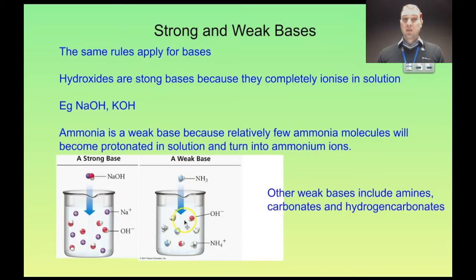If we put ammonia in water, only a few of the ammonia molecules will steal those hydrogen ions from water molecules and generate the ammonium ion and the hydroxide ion. So because only a few of these occur for a certain number of the ammonia molecules, it's a weak base. Other weak bases are any amines, all your carbonates and hydrogen carbonates. They're weak. They don't completely ionize when you place them in solution.